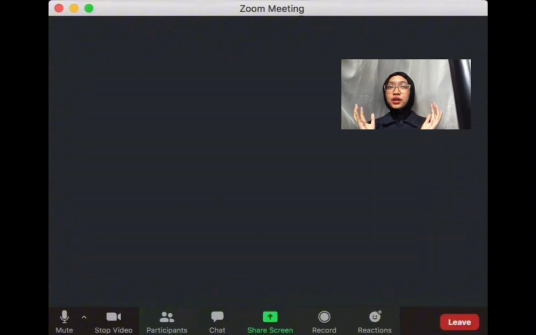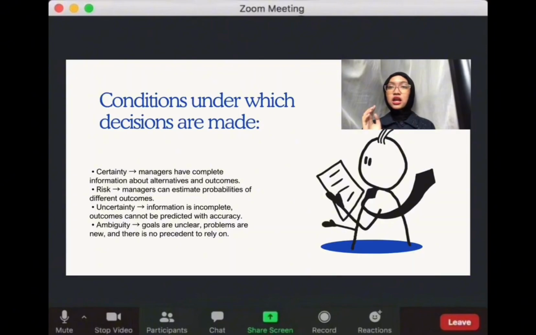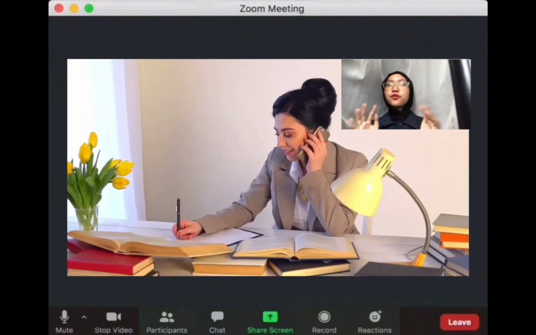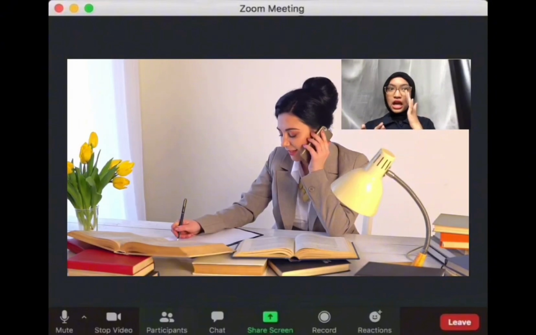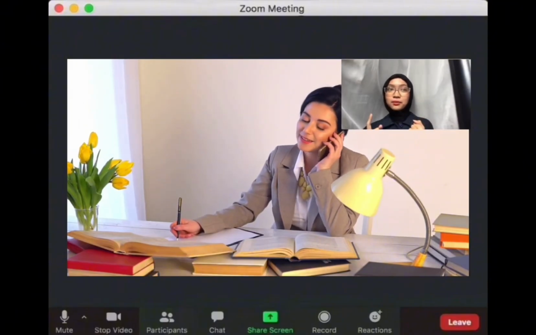And when we're making decisions, there are different conditions, and I want to tell you about four different conditions where we're making decisions. The first one is certainty. What is certainty? Certainty is when complete information is available and outcomes are predictable.